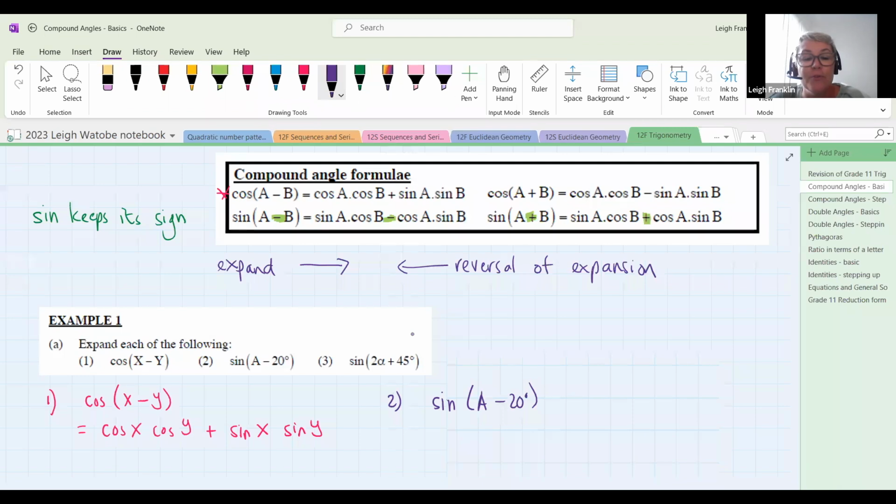Hi, Lusanda. How are you? I'm good. How are you, ma'am? I'm fine, thank you. Do you want to do this expansion for us? Yes. Lovely. Go for it. Ma'am, I think it's going to be sine A cos 20 degrees, minus cos A sine 20 degrees. Lovely. Okay, very nice, Lusanda. Well done. That's perfect. Good stuff.